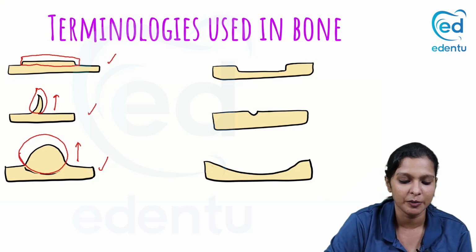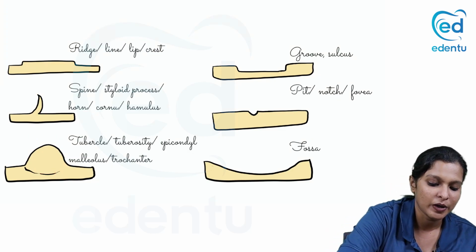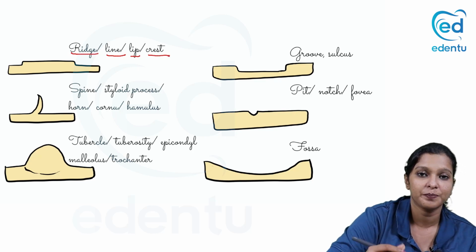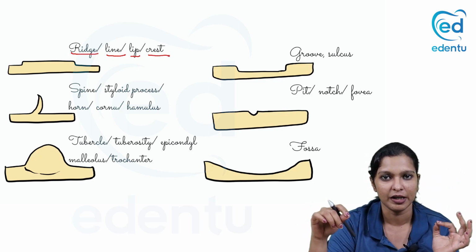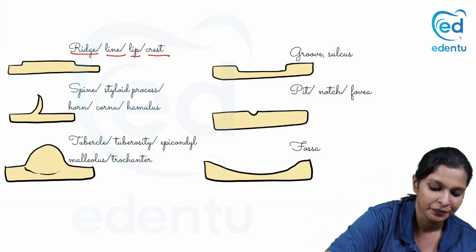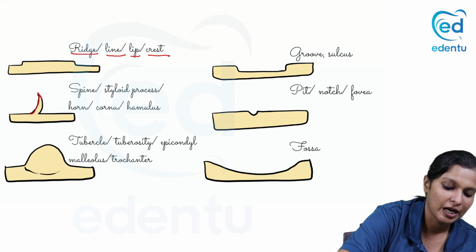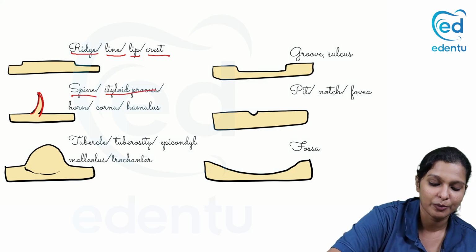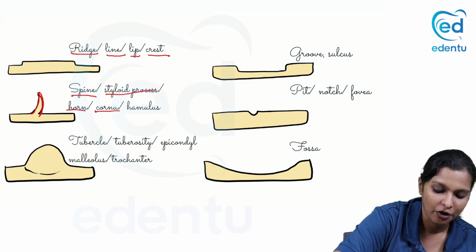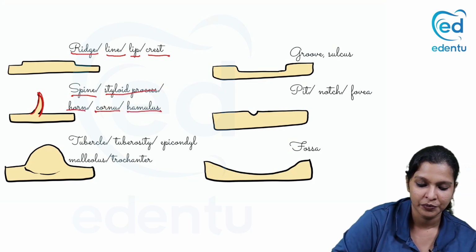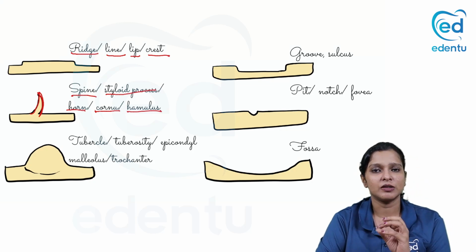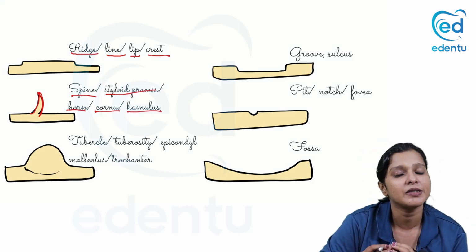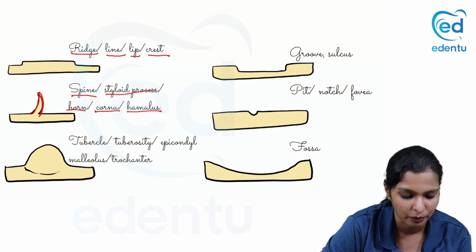So what is the terminology for these three? The first one is called as ridge or line or lip or crest. If the elevation is linear and long enough, it is called as one of these. The next one, when it is a sharp projection out of the bone, it is called as spine or styloid process or horn or cornua or hamulus. So in one bone it is named as different one, but it all means the same, just a sharp projection out of the bone.